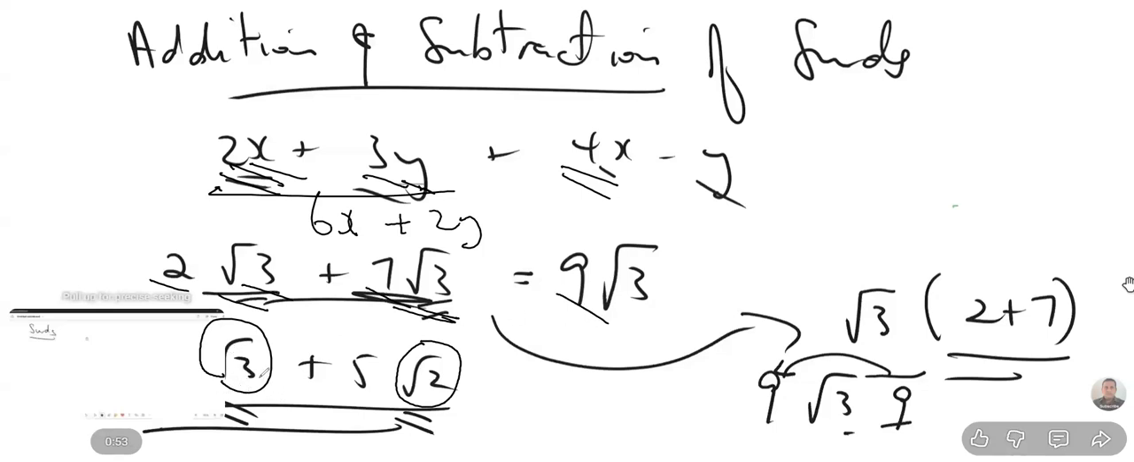On the other hand, look at this one. Root 3 plus 5 root 2. You just can't add these because this is root 2 and that's root 3. So you just can't add it. You gotta leave it just like that. So for this one with root 3 and root 2, you're just putting back the answer just like that.